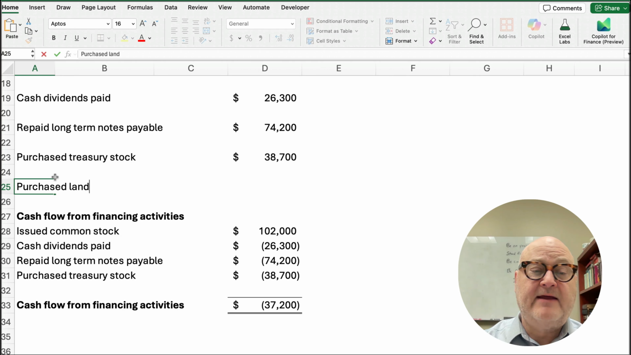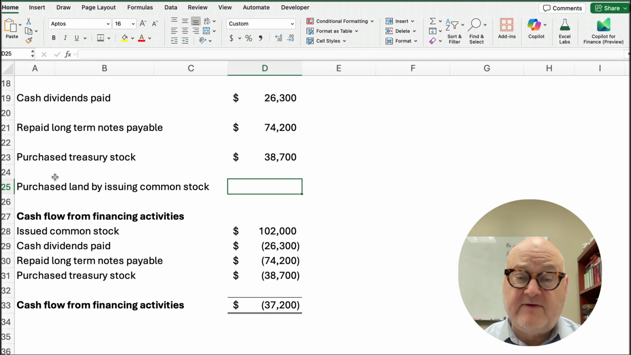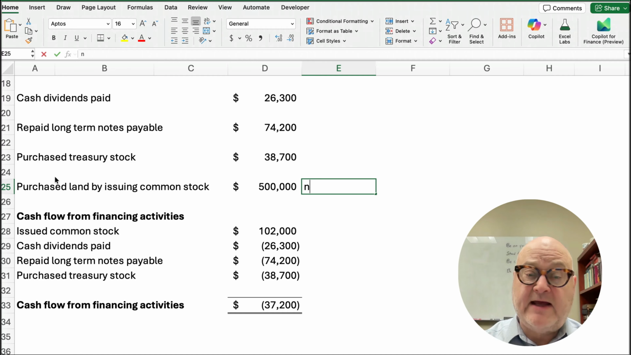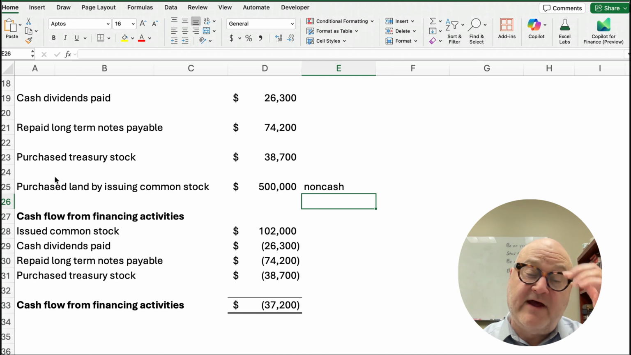Okay, now what if we had one more thing and it said something like we purchased land by issuing common stock, and the amount is $500,000. Well, this would be a non-cash investing and financing activity. So buying land is investing, but issuing stock is financing, but there's no cash transaction here. There's no cash that's received or paid or whatever. So that would be a non-cash investing and financing activity.